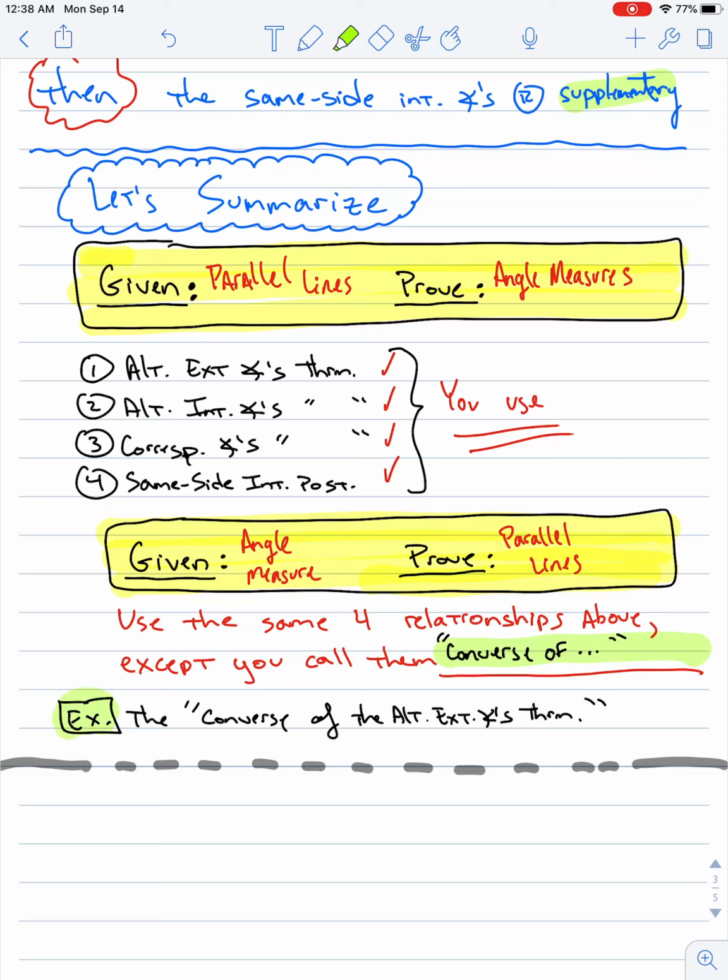Here's an example right down here. Check out this example, the converse of the alternate exterior angles theorem. You will be able to learn this more precisely when we do some examples in class together.